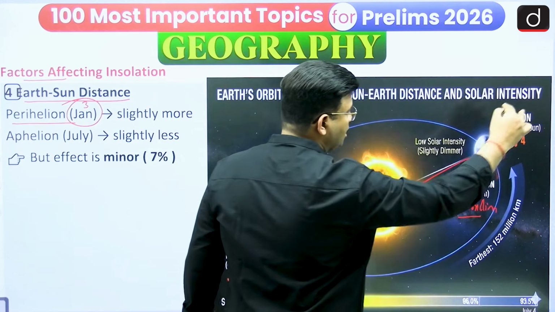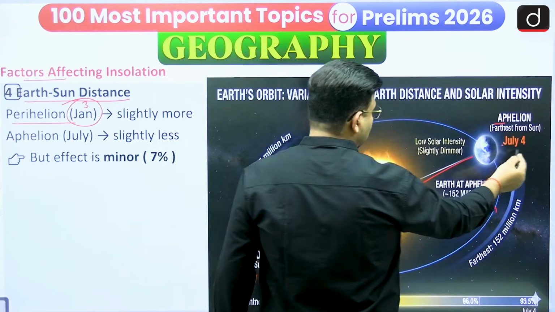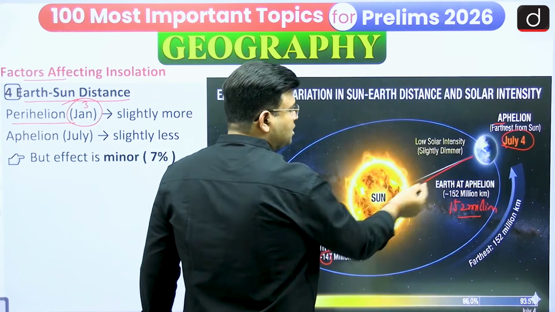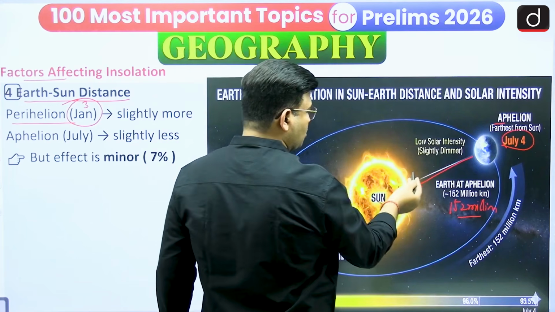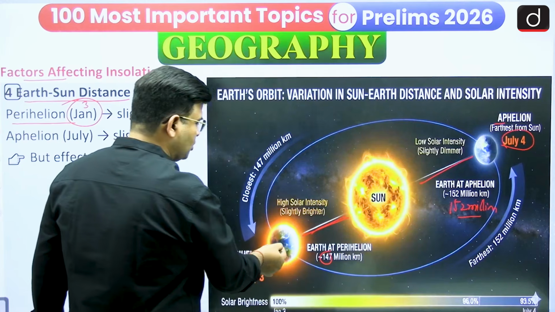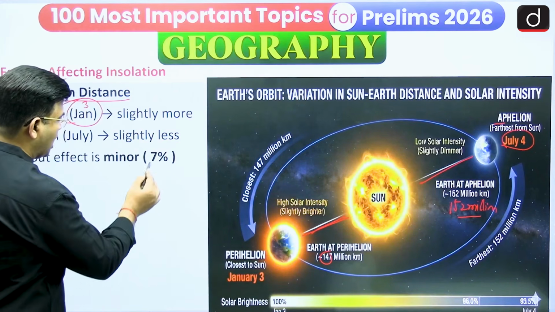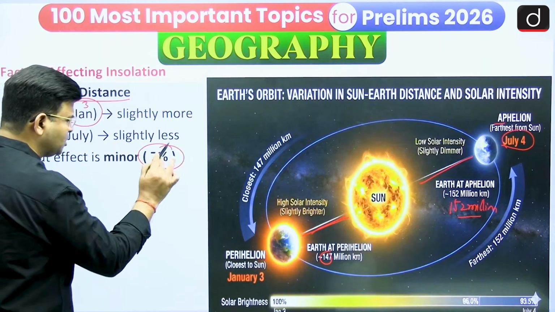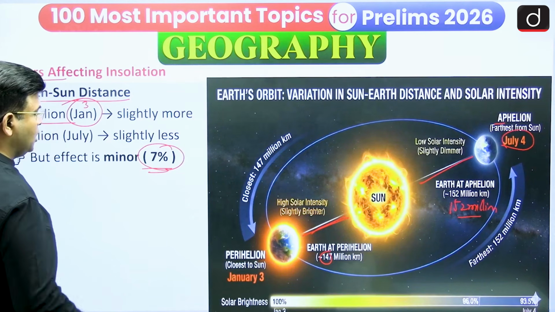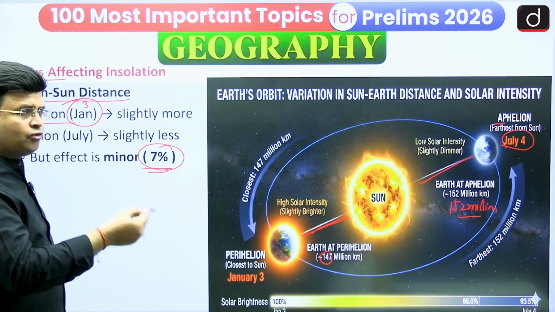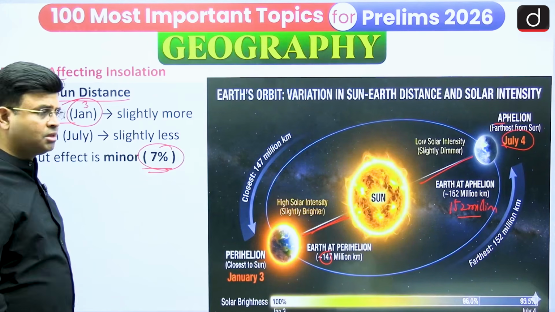Aphelion means away, on July 4th. So the Earth is receiving less heat on 4th July, and on 3rd January relatively a little more. And how much is the difference? A minor difference of 7%.